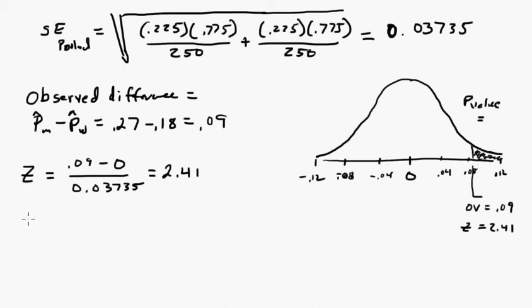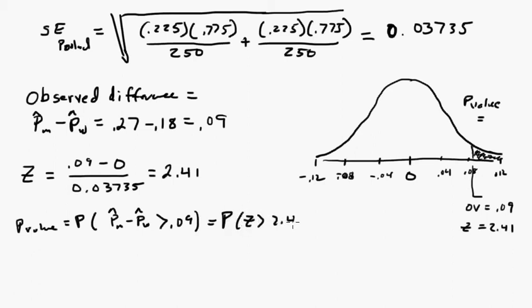Okay. So the p-value, that is the probability that the observed value p hat M minus p hat W is greater than 0.09 given that the center is at 0. So that's the same as the probability of z being greater than 2.41. Okay, so that's normal CDF of 2.41 out to infinity.